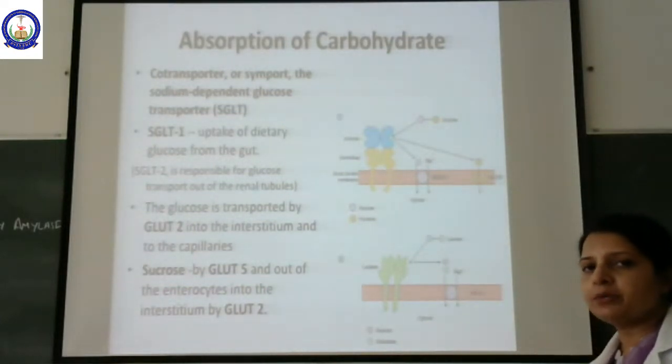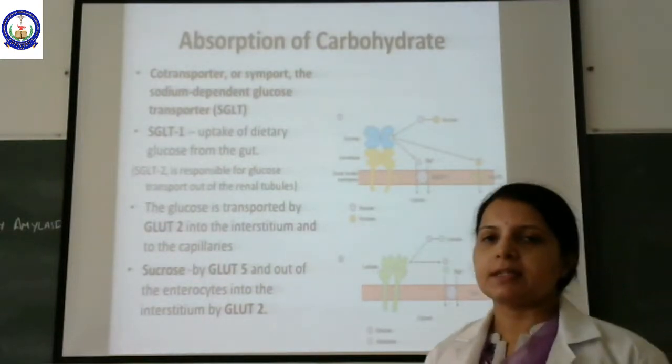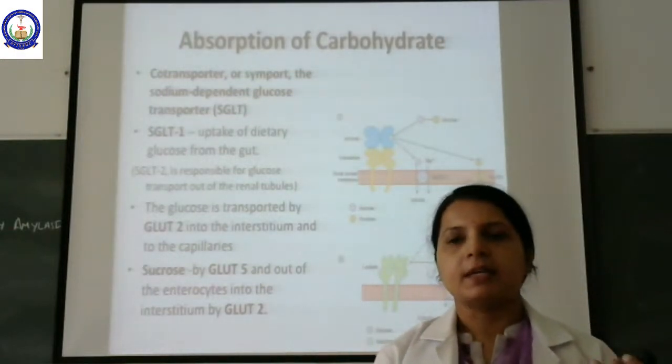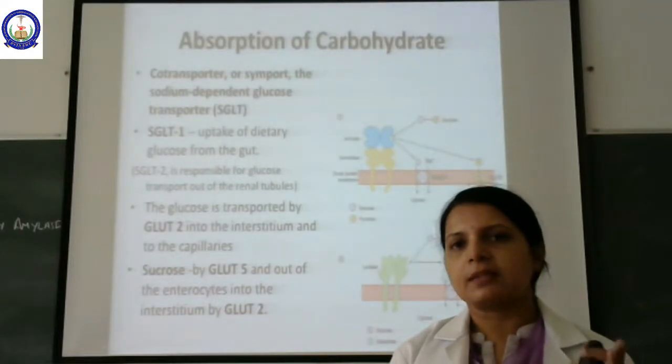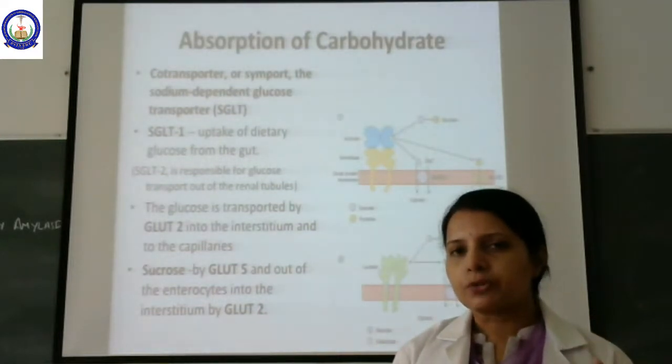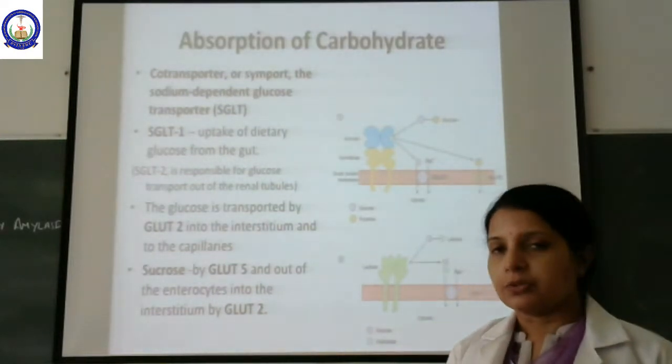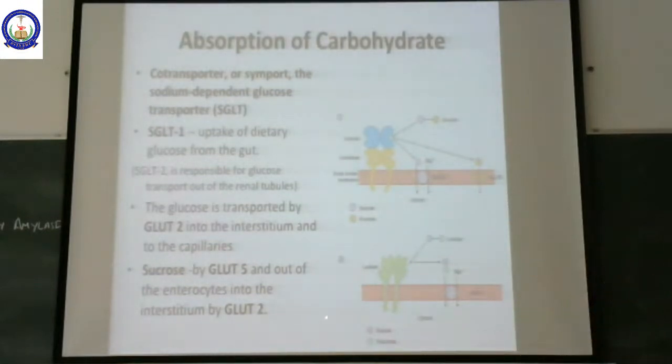Now, what will happen to these hexoses which are formed as a result of digestion of carbohydrates? So, can you name the hexoses? They are mainly glucose, fructose and galactose. So these will be absorbed in the intestine. Let us see how these hexoses are absorbed in the intestine.